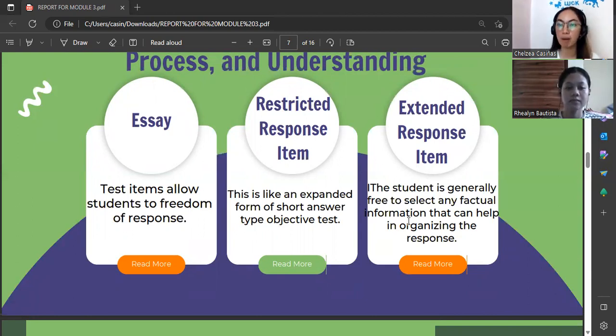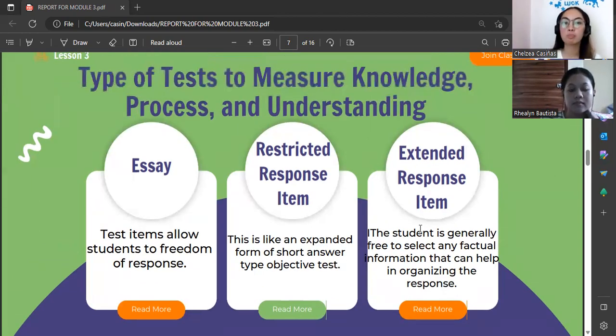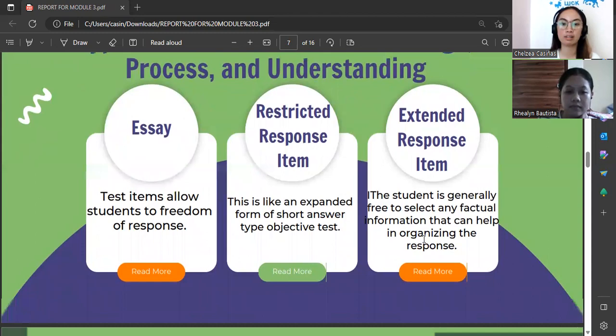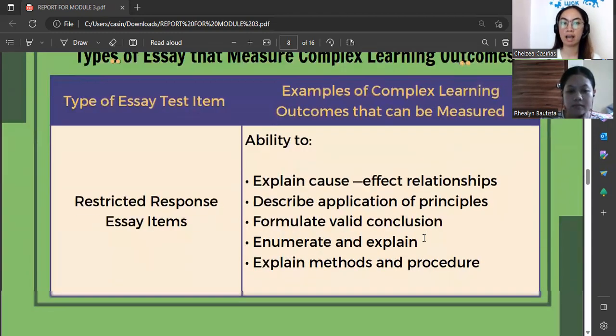And last would be the extended response item. The student is generally free to select any factual information that can help in organizing the response. So, i-extend lang nila or palalawakin nila yung idea nila sa isang bagay. So, ito yung iba't ibang types of tests to measure knowledge, process, and understanding at makapag-assess kung tama bang nabigyan ng mga bata ng pagkatuto at the end of the course objective or learning subject. So, next would be Rhea.